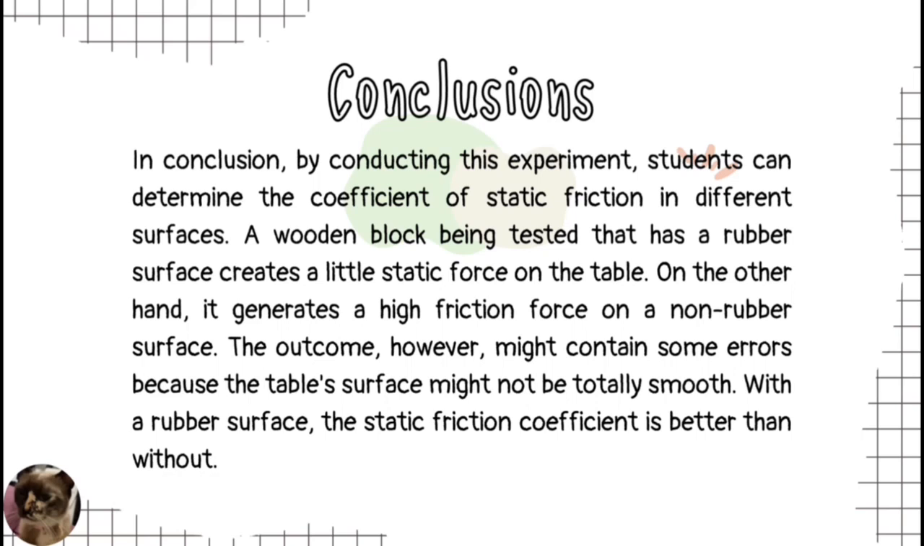So in conclusion, by conducting this experiment, students can determine the coefficient of static friction on different surfaces. A wooden block placed with a rubber surface creates a high static force on the table. On the other hand, it generates a lower friction force on a non-rubber surface. The outcome, however, might contain some error because the table surface might not be totally smooth. With a rubber surface, the static friction coefficient is higher than without.